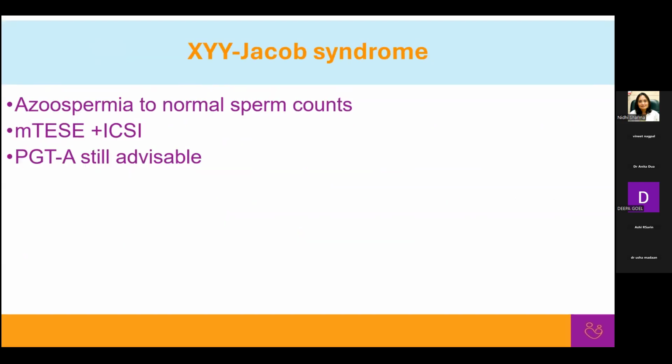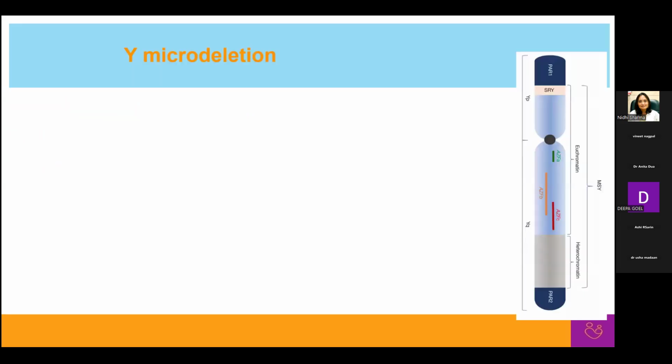So XYY Jacob syndrome is not seen very commonly, and patients can have normal sperm count in many cases and can also have azoospermia. So again, the management is the same, and PGTA is still advisable because there can be a risk of sex chromosomal aneuploidies, and as per MAP, prenatal diagnosis as well.